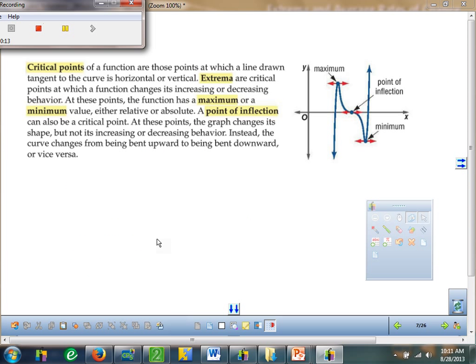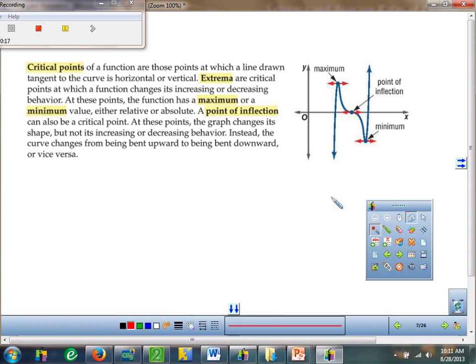Alright, now we're going to start looking at critical points. Okay, now what we call our critical points are our maximums, our minimums, and then a point of inflection.